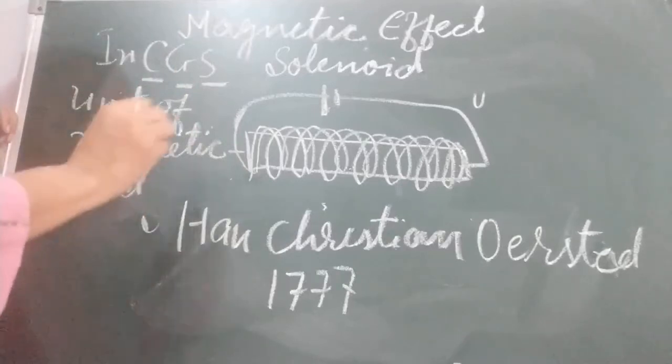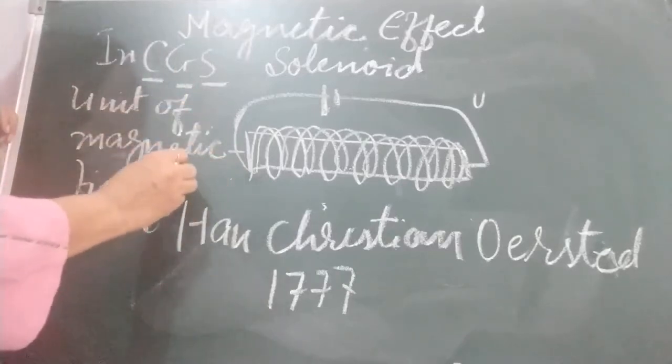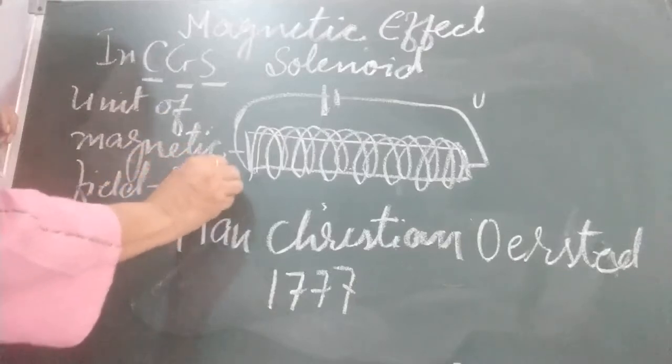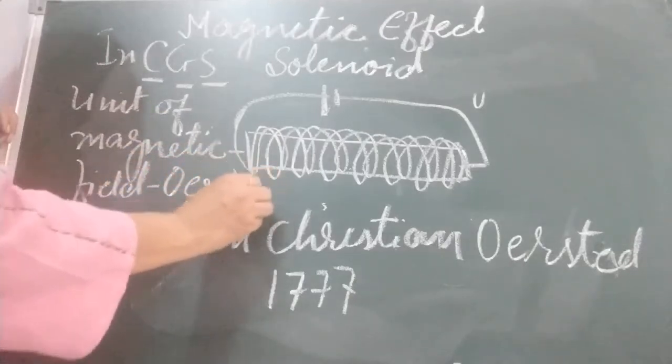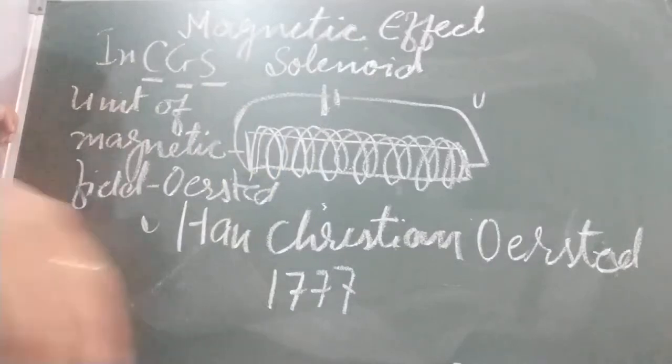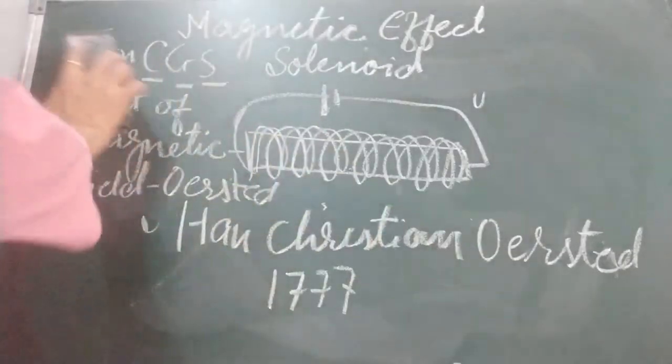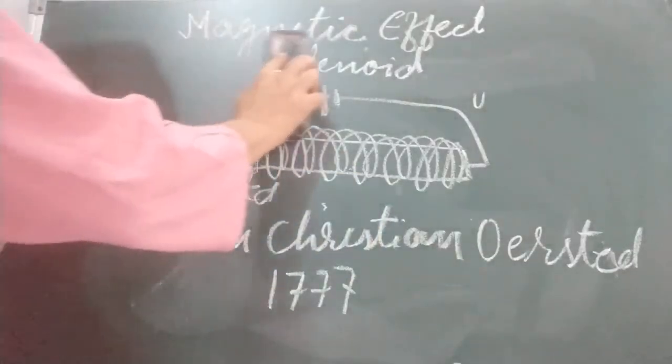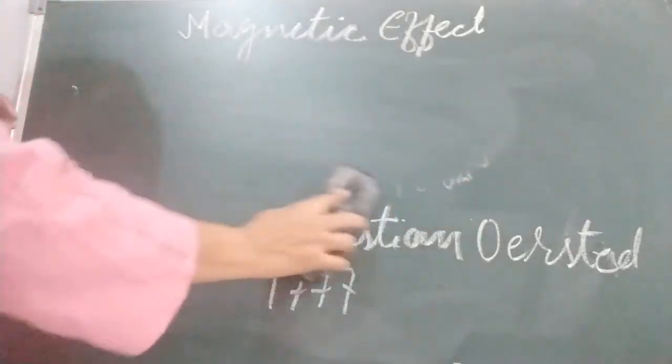Okay, when we measure the magnetic field, we measure that in Oersted. In which system? CGS system. Is this clear? Now I am going to show you an activity that this electromagnet attracts iron. And children, this activity I will ask you to do also.